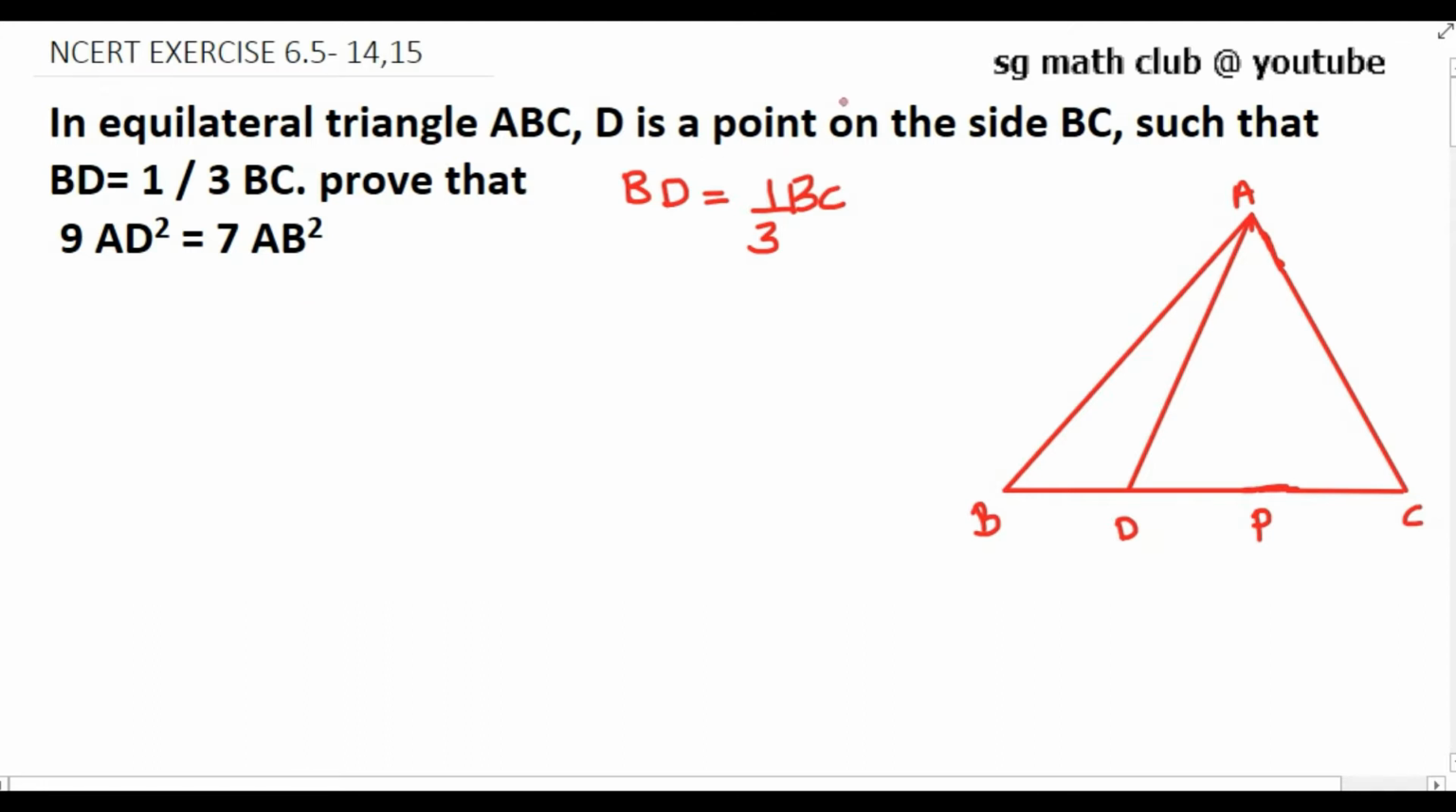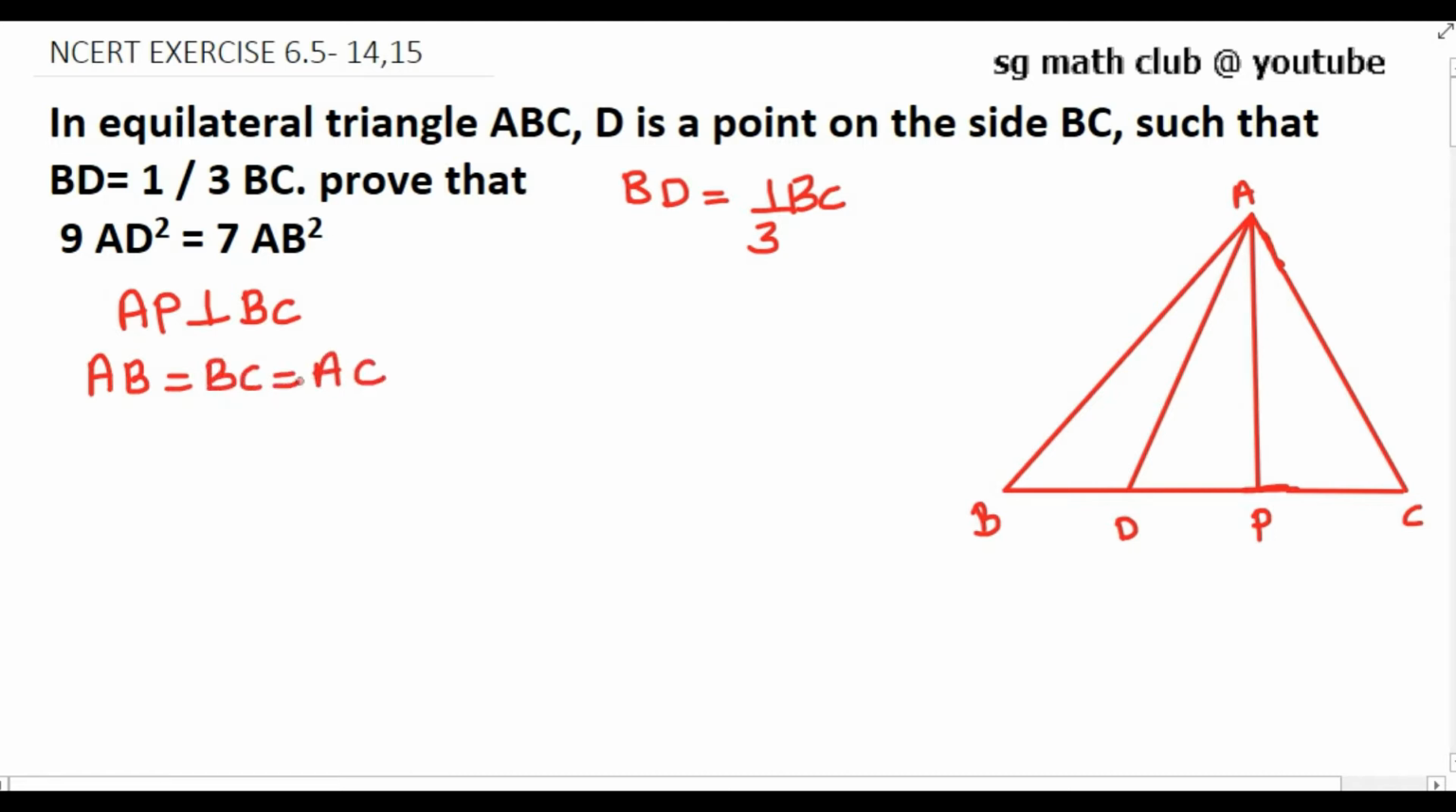To prove this, I need to do one construction. I have to draw a perpendicular line AP to the side BC. So the construction we have done is draw AP perpendicular to BC, and we know that ABC is an equilateral triangle. So all the sides of the equilateral triangle are equal: AB equal to BC equal to AC.